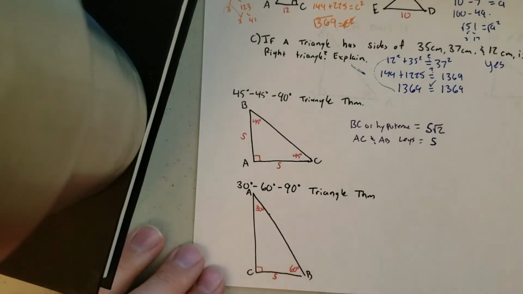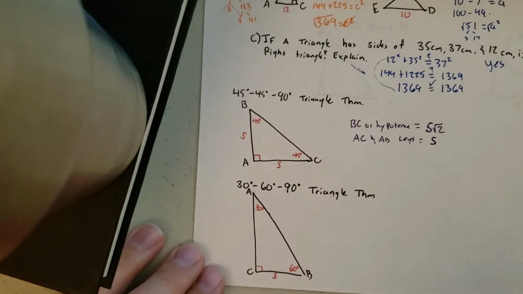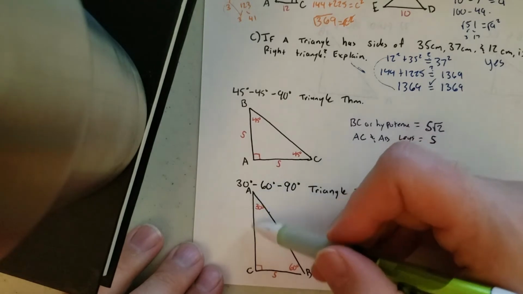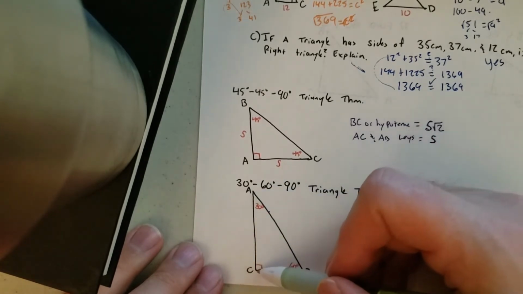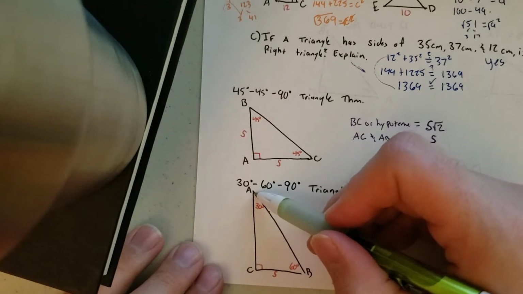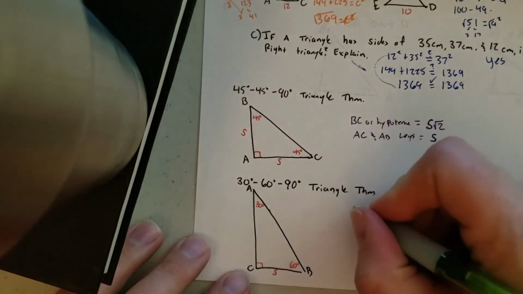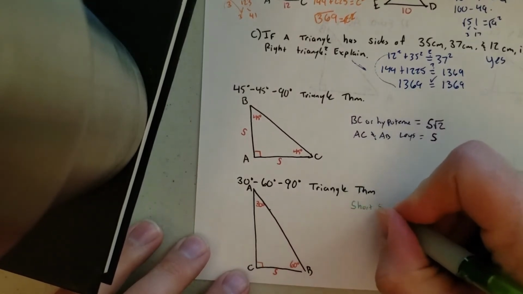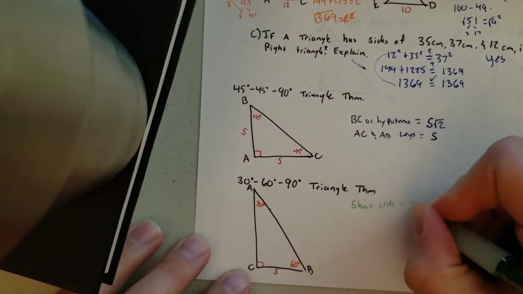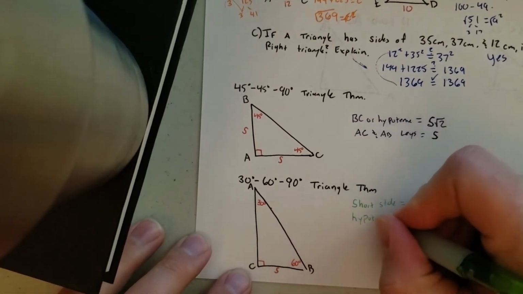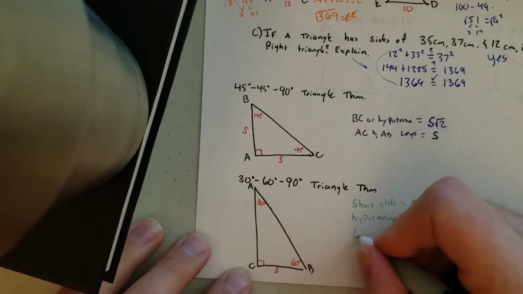The other triangle is a 30, 60, 90, which is formed by an equilateral triangle, where this side is a bisector to the side of my equilateral and my angle, which causes BC to be S. So we're going to call that our short side. So our short side is S. Okay, we also have the hypotenuse. We also have a long side.